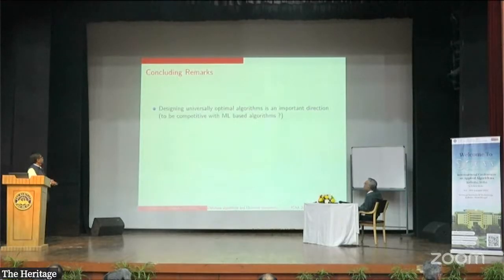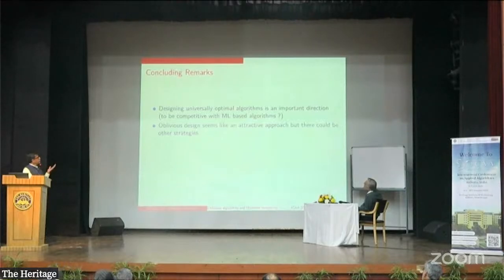So, last slide. Finally, what I'm proposing is basically a proposal: that designing universally optimal algorithms is, I think, a very important direction of algorithm design in the traditional sense, especially to be competitive with the ML kind of story, because ML is probably doing well for certain input instances, but for other instances we don't even know. But algorithm design, if we do it very rigorously according to this definition, will be competitive with whatever, and we have all the guarantees.